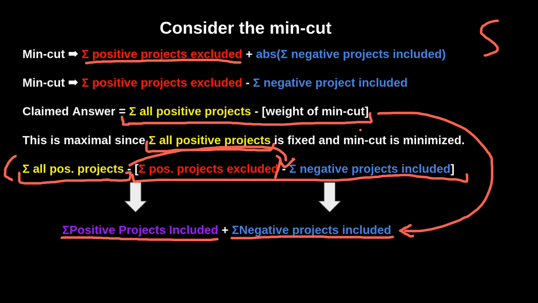And since the minimum cut will only induce a valid project set, and we make the claim that by subtracting the minimum cut, which is minimized, from this sum of all positive projects, we are actually maximizing this whole statement, and that this statement is exactly equal to this statement, which is very clearly the sum of our selected projects, we can see that taking the sum of all positive projects minus the weight of our minimum cut from our graph, which induces a valid set of projects S, will give us our maximizing answer.